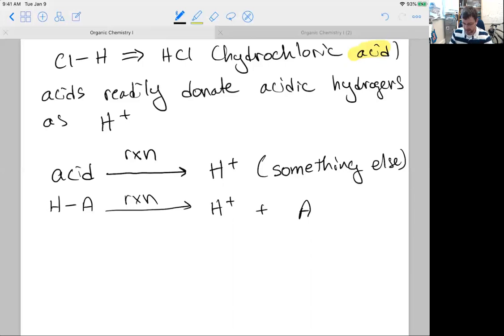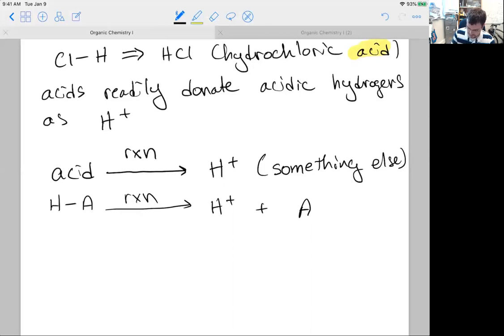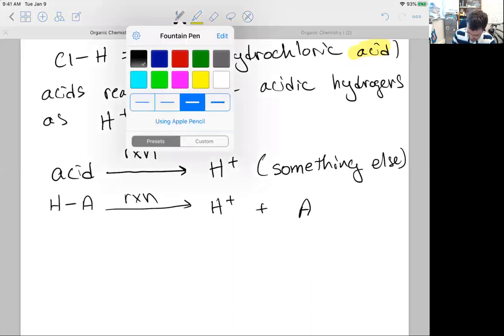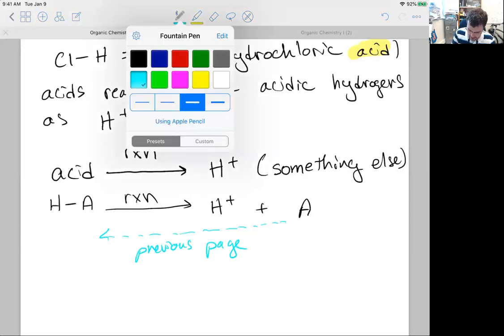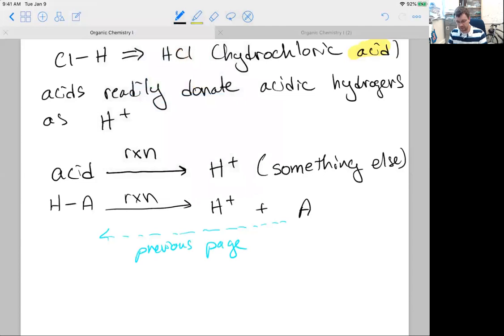Now, what is left behind? Well, we have A, but if you look at this, this is the reverse of what we saw on our previous page of notes. That is to say, the thing that we wrote down on the previous page was this reaction flipped around where we had A reacting with H+ to give us HA. So if we're going one way, basically what I'm saying is whatever happens in one direction must happen in the other direction. This is what we call a reversible reaction.